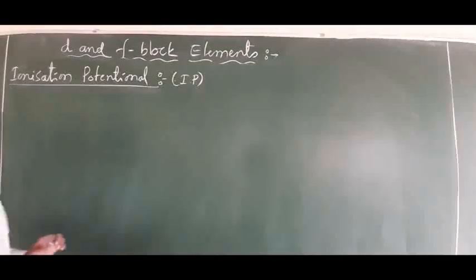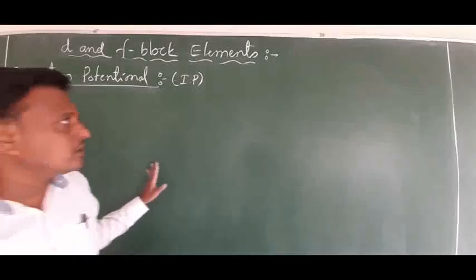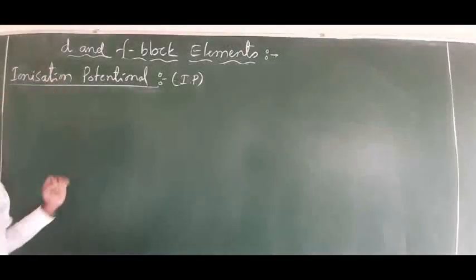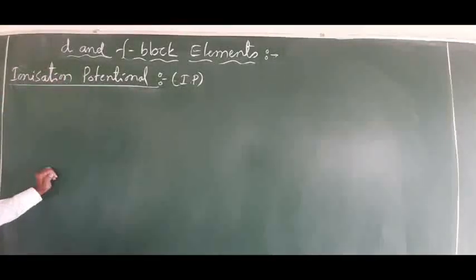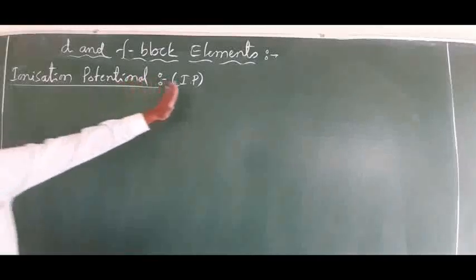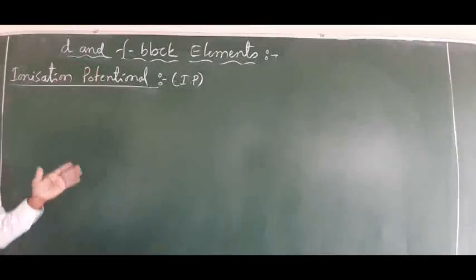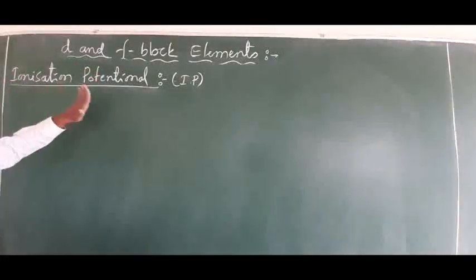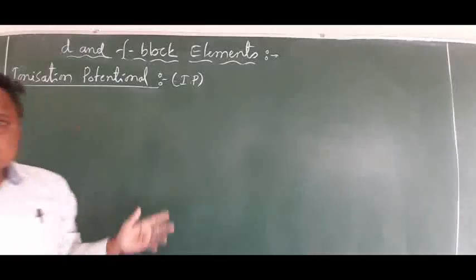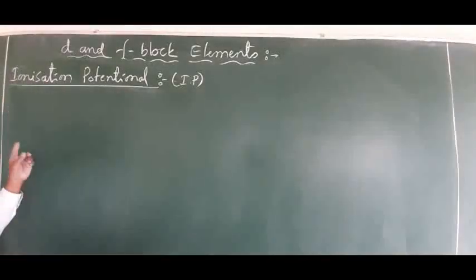Yes, hello everyone. In today's part, we have the same topic, the D and F block. In the D block, the second general property is ionization potential, which we call IP for short. Another name for this concept is ionization energy, or ionization enthalpy. You can say any of them: ionization potential, ionization energy, or ionization enthalpy.